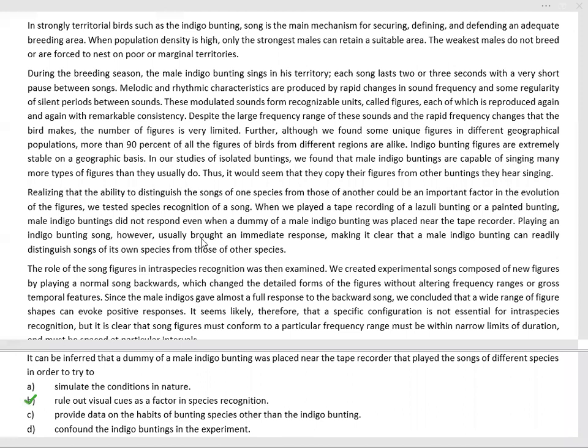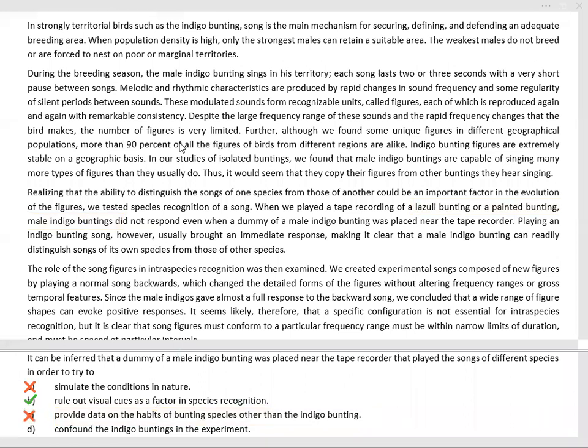So B can be qualified, and by comparison, we can eliminate A. It was too general anyways. Option C tells us, provide data on the habits of bunting species other than the indigo bunting. Quite incorrect. The experiment was being conducted on the male indigo bunting. The lazuli bunting or the painted bunting, the other species of bunting, are not the key focus. The key focus remains the male indigo bunting throughout the passage.